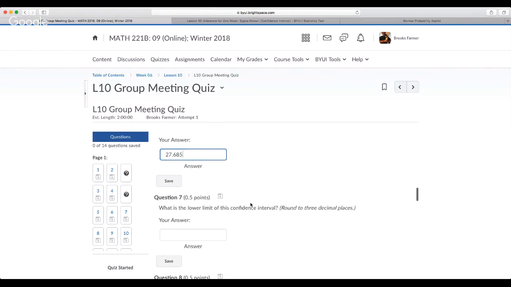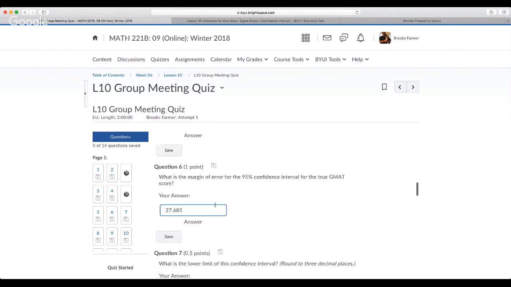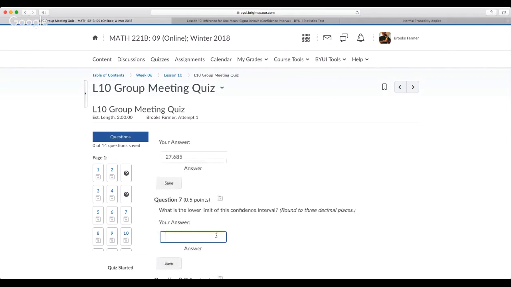So we good on 6, or do we move on to 7? Yep, let's do it. So for this one, all you're doing is taking the point estimate and subtracting and adding the margin of error. The first one we're subtracting. So that's how you find the lower limit. Yeah, so 526, which is our point estimate, minus our margin of error, 27.685, and then that's our lower limit. I got 498.315. Someone check me on that. I just did. You're good.